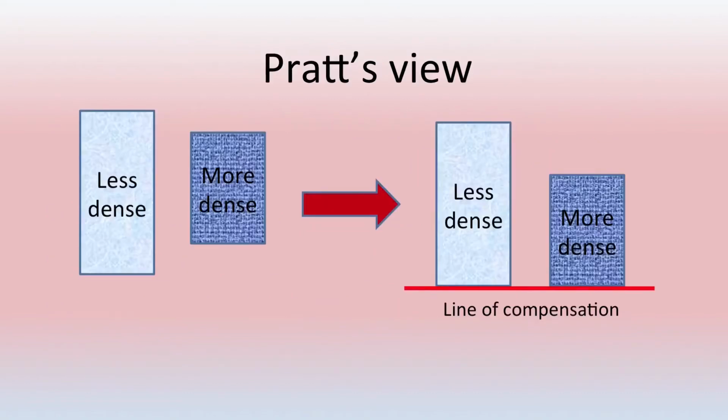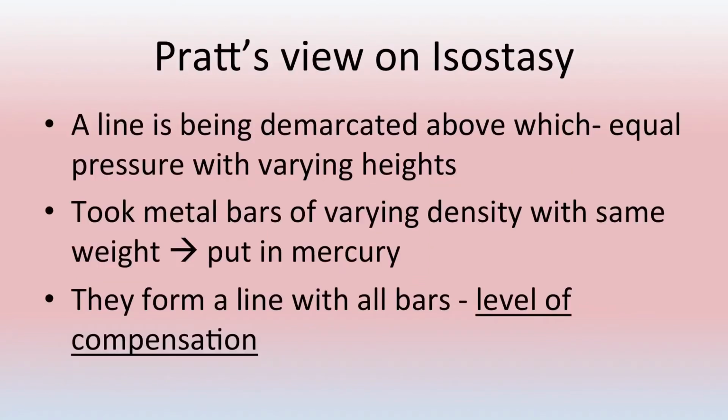Pratt's view can be explained in this manner as you can see in the figure. There are two columns, one with lesser density, that is high with longer length, and the more dense one with a shorter length. Pratt used mercury for immersing, and when immersed in mercury, both the columns with varying density floated at the same level along the line of compensation. So, a line is demarcated above which equal pressure with varying heights can be seen.